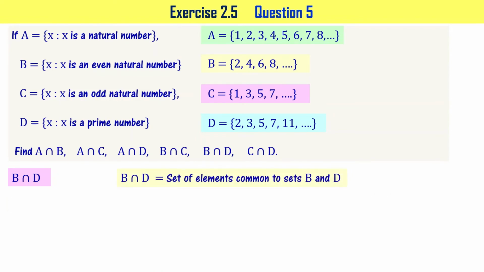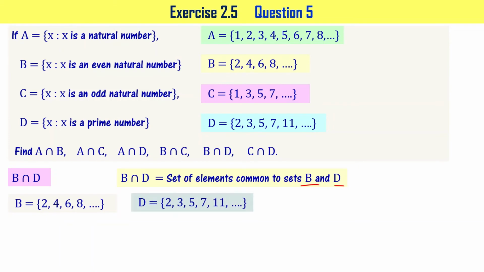B intersection D is the set of elements common to both the sets B and D, right? Now let me write what B is. It is a set of even natural numbers, and D is a set of prime numbers. We know that only 2 is the even prime number. Rest of all the prime numbers are odd numbers.